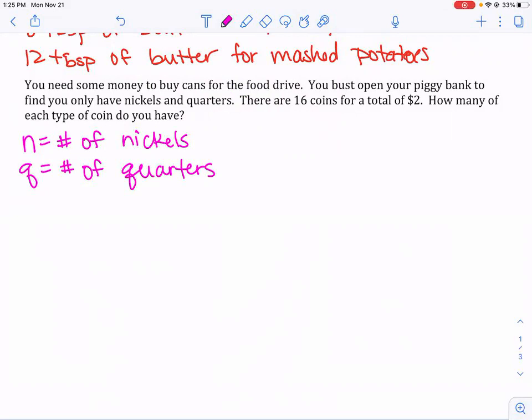Okay, as I'm looking around, I see somebody with n plus q equals 16. I think that's a good one. If you're gonna set something equal to $2, it probably should have some money attached to it. What? I don't think so. 5 cents.